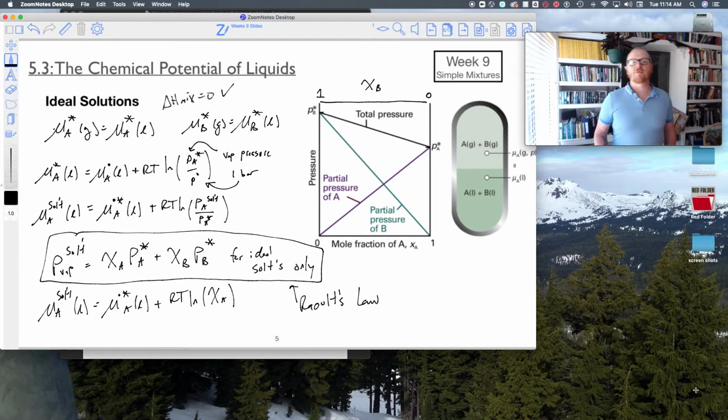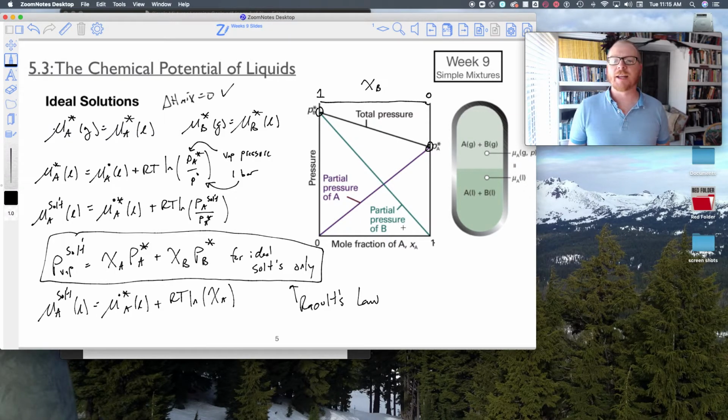So now if we look at what we've got going on here on this graph, here's my PA star. That's the vapor pressure of just pure A. As you can see, when the mole fraction of A is 1 and the mole fraction of B is 0, the total pressure of the solution is just the vapor pressure of A. Similarly, when the mole fraction of B is 1, the vapor pressure of the solution is just equal to the vapor pressure of B, because there is no A.